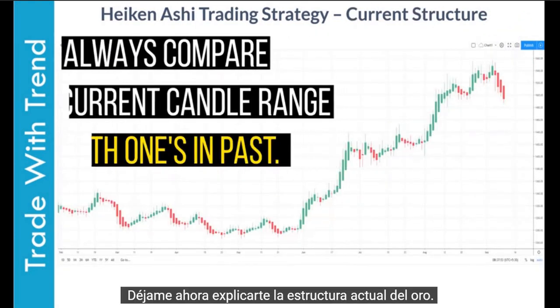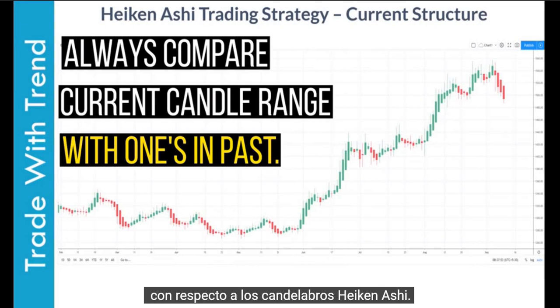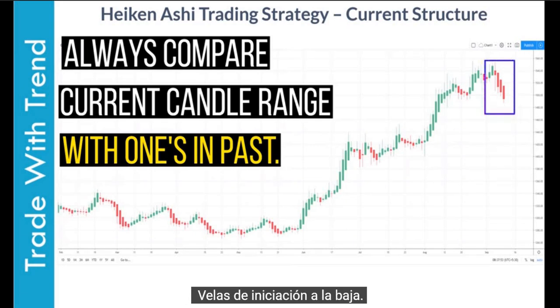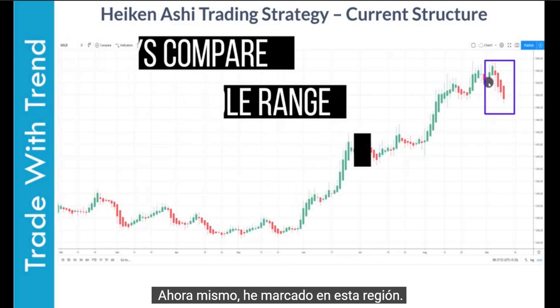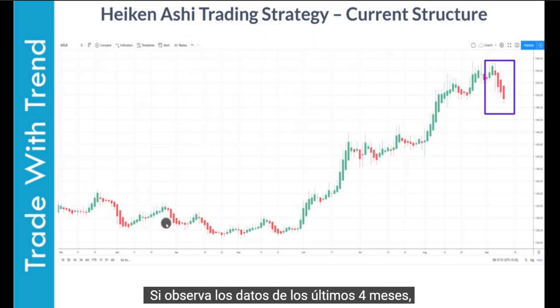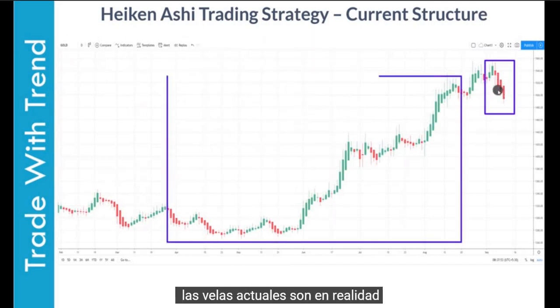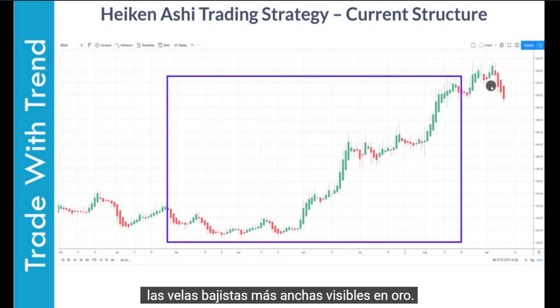Let me now explain the current structure of gold with respect to Icon SE candlesticks. As of this recording, it is 10th September and I can spot 3 wide range initiation candles on the downside. Same I have marked in this region. If you look at the last 4-month data, current candles are actually the widest bearish candles visible in gold.